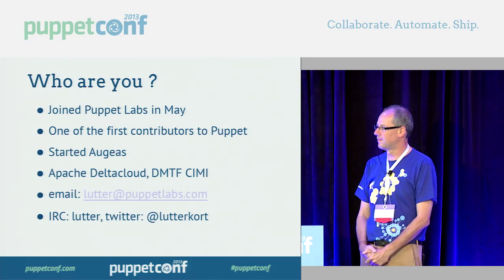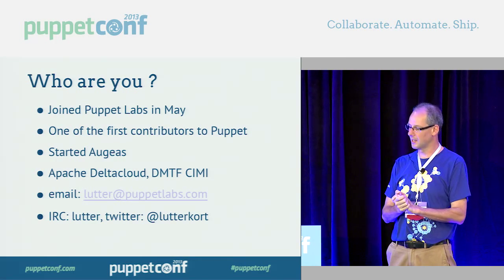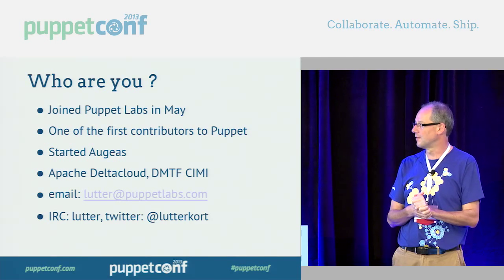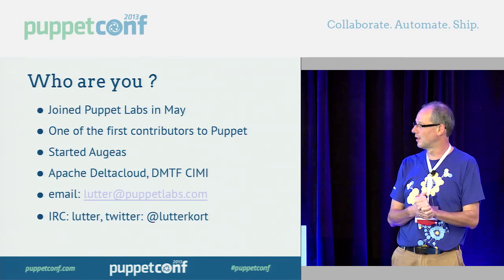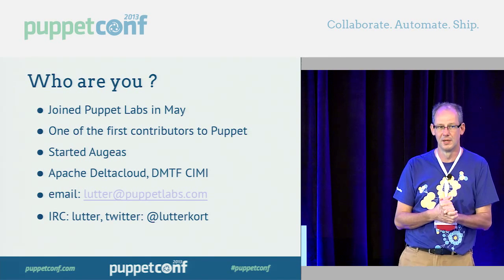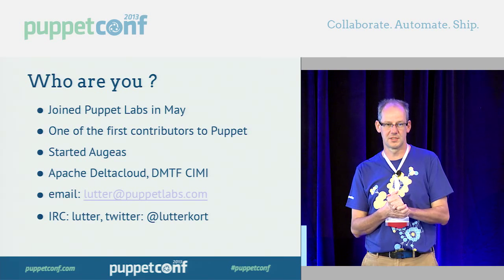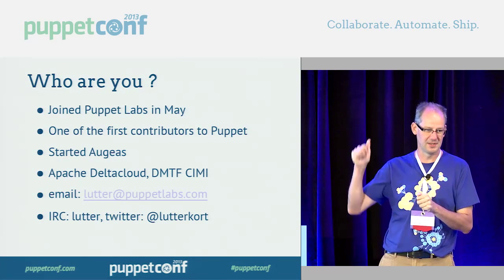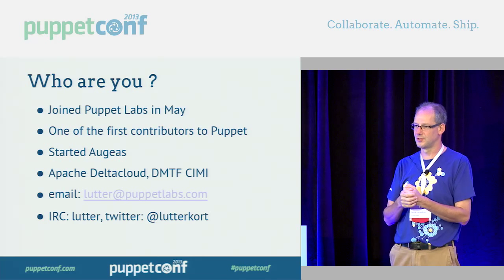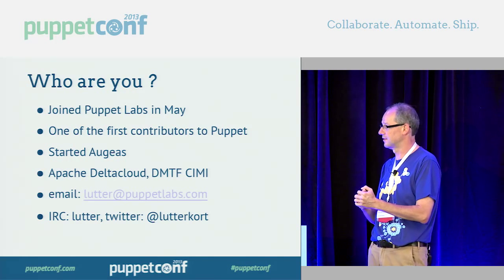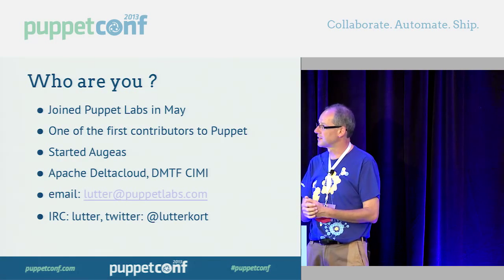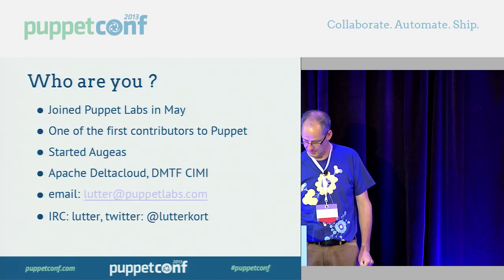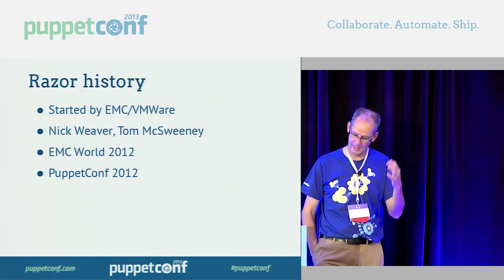Part of my involvement with Puppet was that I started Augeas because I was frustrated with past file providers. Then for the last couple of years, I wasn't really involved with config management much anymore. I worked on Apache Deltacloud, which is an infrastructure as a service abstraction API. I also had the honor to sit in a working group of a standards body, the DMTF's CIMI group, which produced a standard for a cloud interface. But when I started at Puppet, the first thing I was asked to do was to look at Razor and help move it forward.